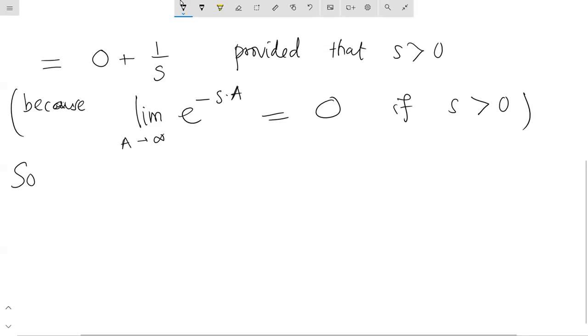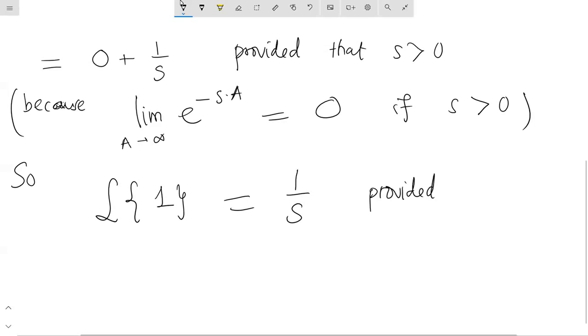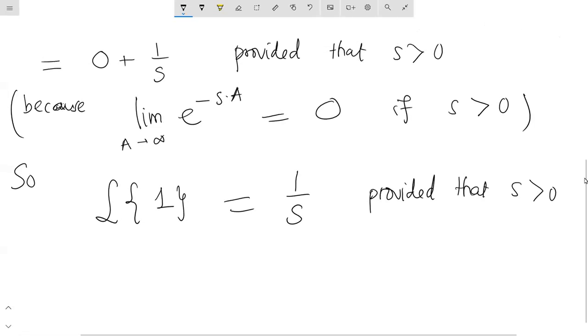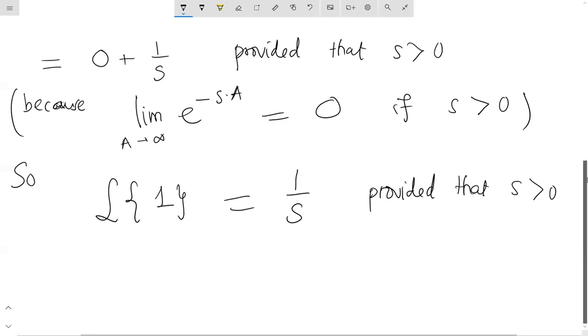So what we have computed is that the Laplace transform of constant 1 is just 1 over s, but we need to assume that s is positive. That's the first formula for the Laplace transform.